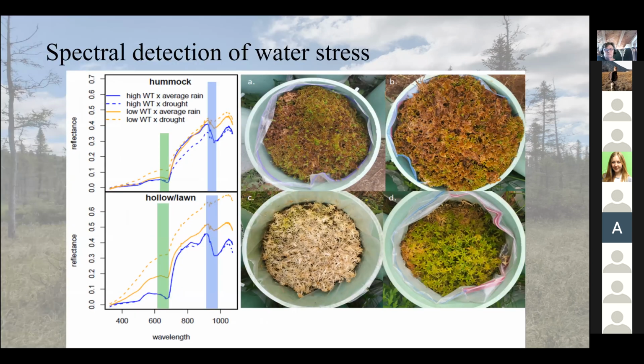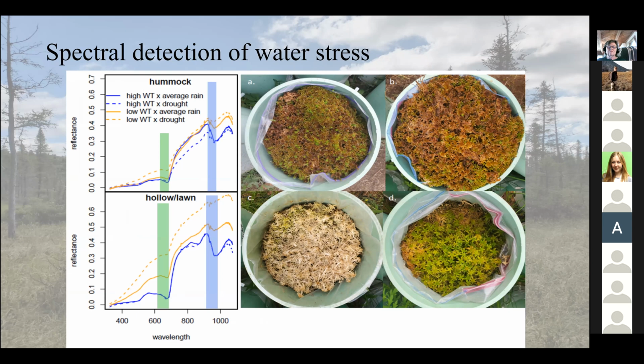And then this figure is showing us that spectral indices were able to accurately detect water stress in our samples. The top of the figure is focusing on hummocks, while the bottom is focusing on hollows. And then picture A and C show samples that received low water table droughted rainfall treatments, while B and D received high water table average rainfall treatments. And you can see that there's a stark difference between the hollow samples, but it's much harder to tell the difference between treatments in the hummocks. And the spectral data is telling us the same thing.